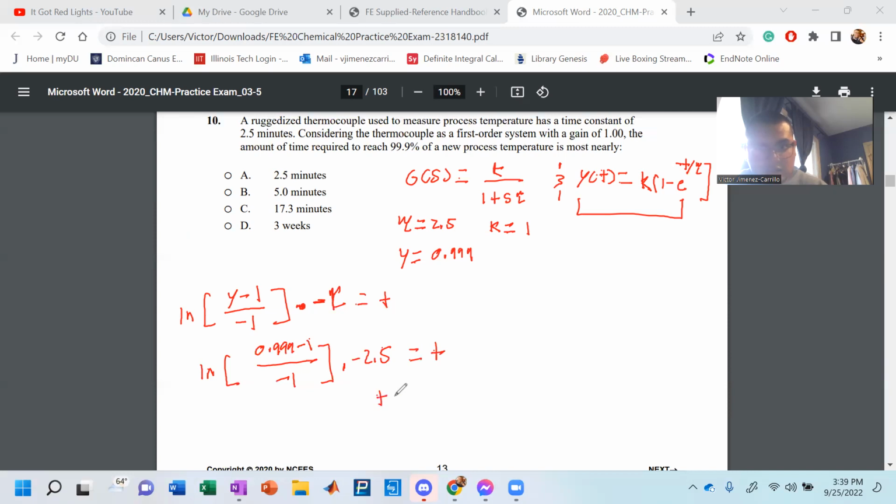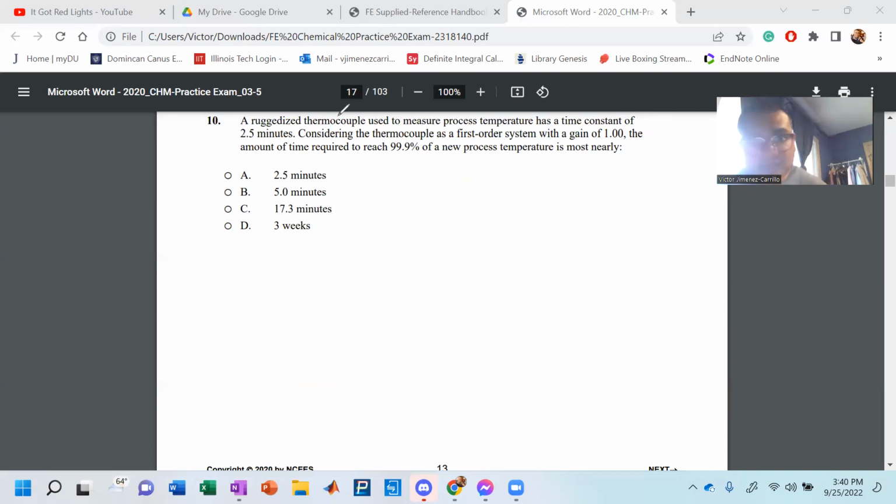T is equal to 17.3 minutes, obviously. Again, if you guys can't turn this into this, then talk to me and DM me, because that's not what should be hard. Knowing all of the other stuff is hard. The algebra itself is not.